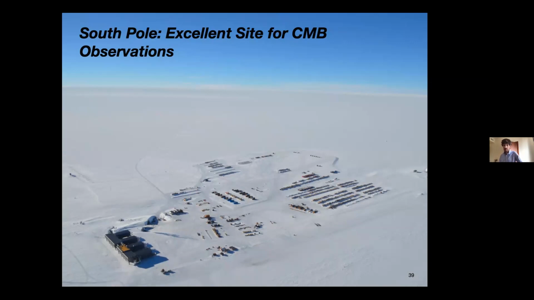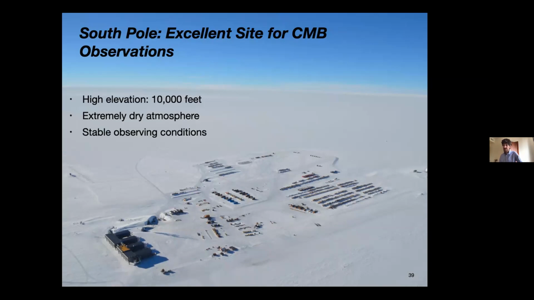And there are a few reasons. First, it's at a pretty high elevation, not super high, but 10,000 feet, that helps. That means the atmosphere is thinner. It has an extremely dry atmosphere, primarily because it's very cold, so the air can't support a lot of water vapor. And because of these quirks of the way winds flow in Antarctica, it has very stable observing conditions. The wind is always flowing from the same direction, at about the same speed. There's very little turbulence in the atmosphere.